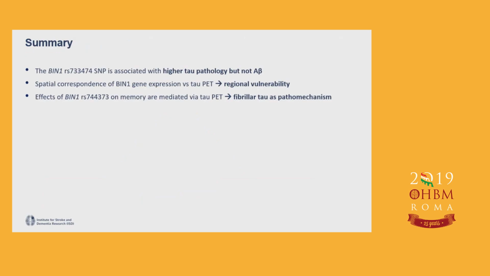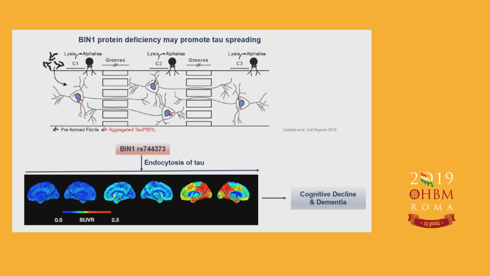So in summary, the BIN1 SNP was associated with higher tau PET, but not beta amyloid. There seems to be a spatial correspondence between BIN1 gene expression and tau PET, which may hint to a spatial vulnerability to tau in these brain regions. And last of all, the effect of BIN1 on memory decline may be explained by association with tau PET.